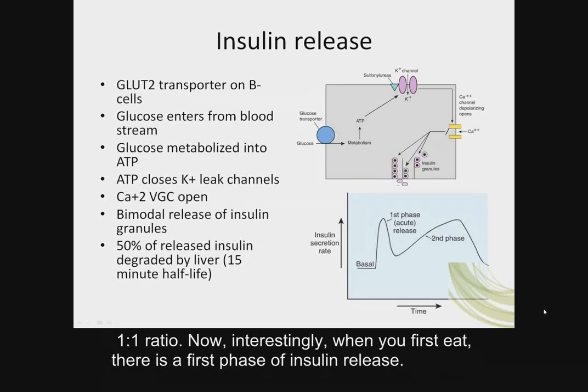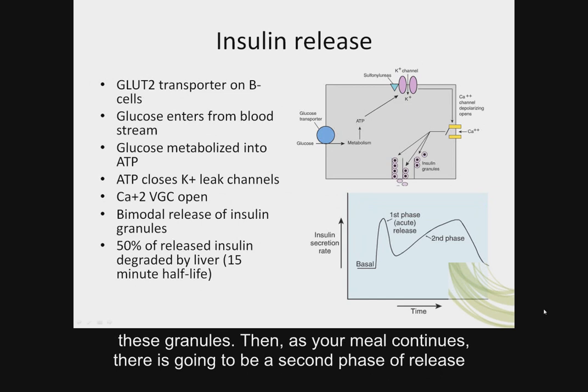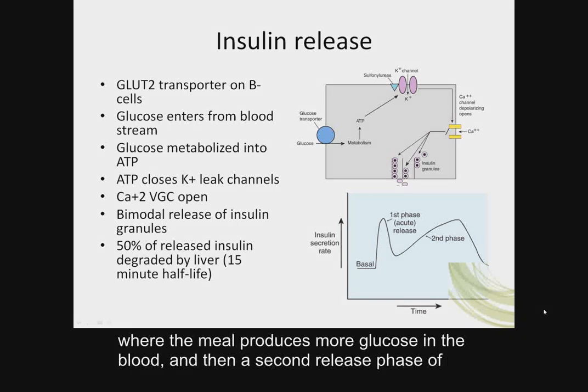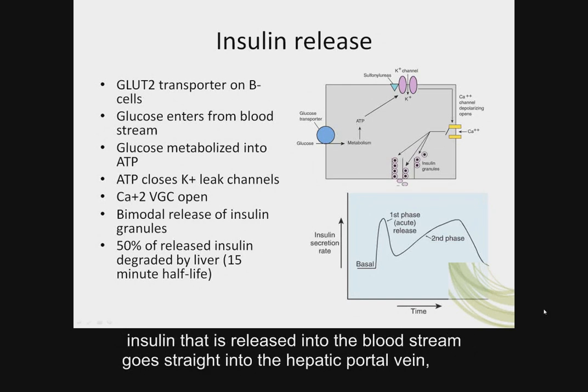Now, interestingly, when you first eat, there is a first phase of insulin release. That's the acute phase. That reflects the insulin that was already made and packaged in these granules. Then, as your meal continues, there is going to be a second phase of release where the meal produces more glucose in the blood, and then a second release phase of insulin. So our insulin release is bimodal, an acute and then a longer lasting phase.